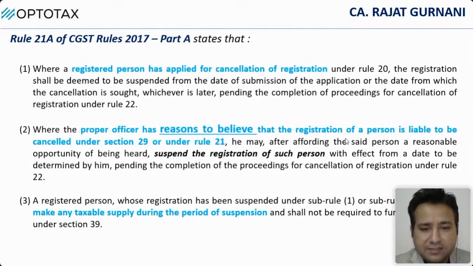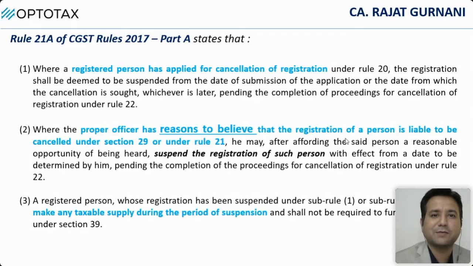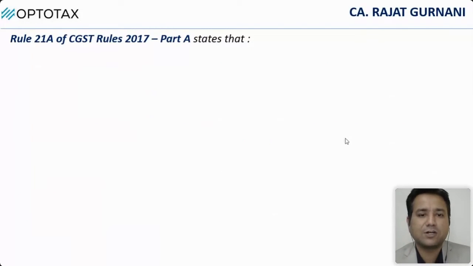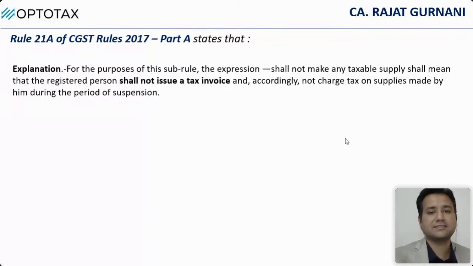Third point, a registered person whose registration has been suspended shall not make any taxable supply during the period of suspension. So once the suspension is invoked, from that date, you cannot make any taxable supply, right? Now, what is the meaning of making a taxable supply? It means that the registered person shall not issue a tax invoice. He cannot issue a tax invoice if his registration is suspended for the time being, right?